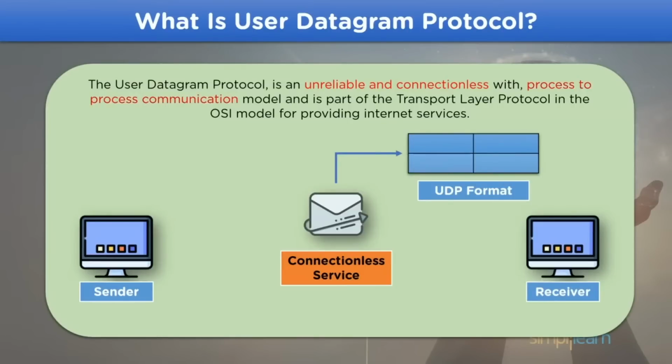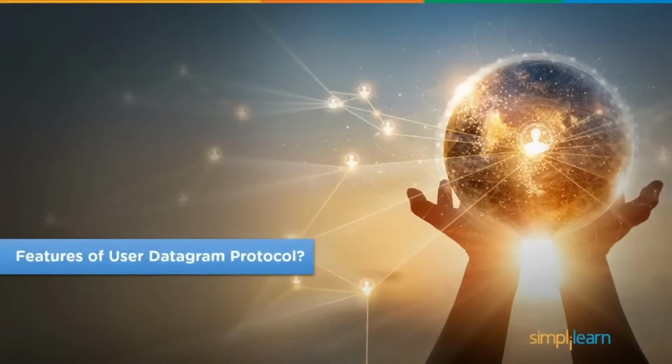Process-to-process communication refers to the use of port numbers in the header format during the transmission of data over the network channel. As for connectionless, it means that the UDP format does not provide an established path for the data to transfer. Instead, it uses multiple different paths, which we will look into further in the video. Let's move on to the next heading. Features of using user datagram protocol.